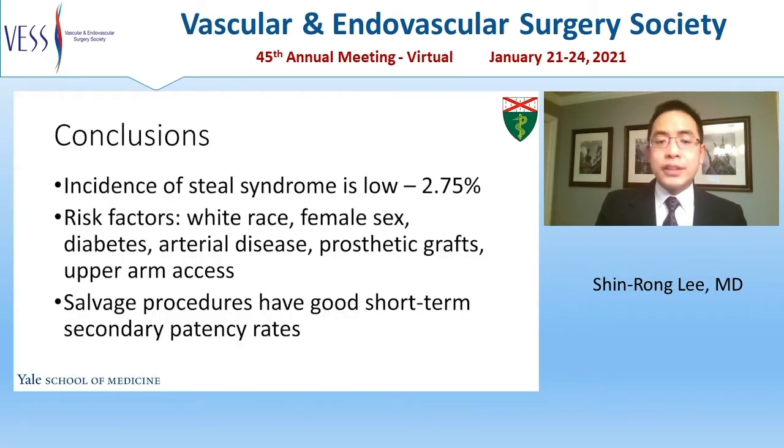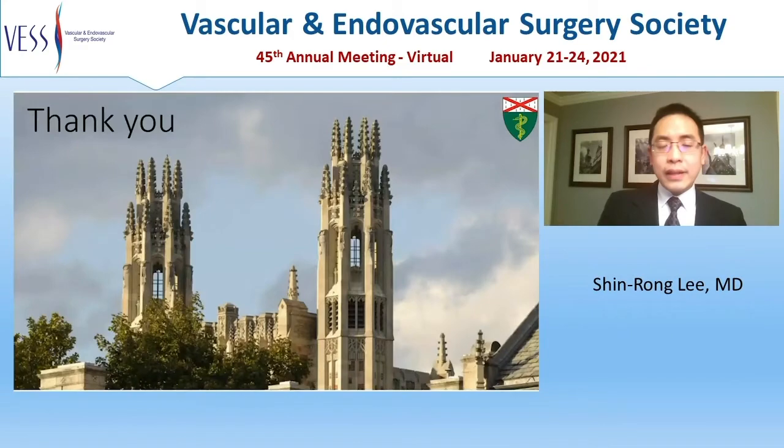In conclusion, severe steal syndrome requiring intervention complicates just under 3% of vascular access procedures and is more common amongst white females with diabetes, arterial disease, and upper arm grafts. We find that salvage procedures for steal are associated with good short-term patency rates. Thank you, and I look forward to your questions and comments.